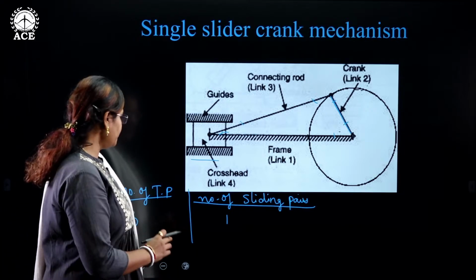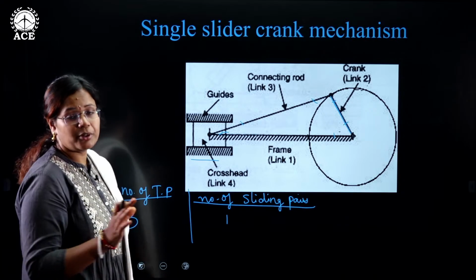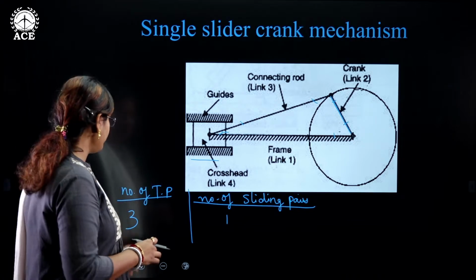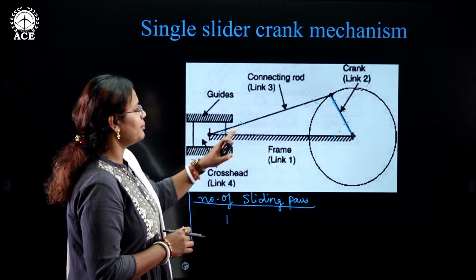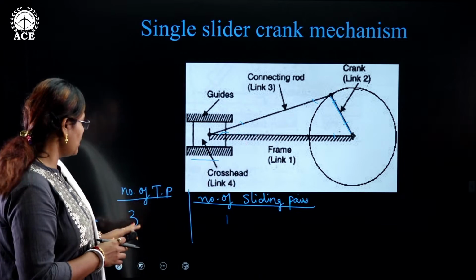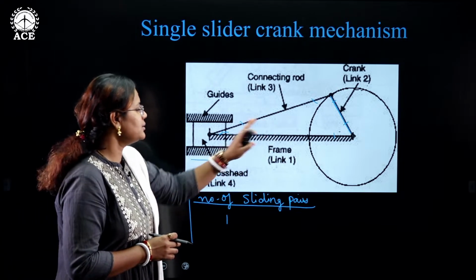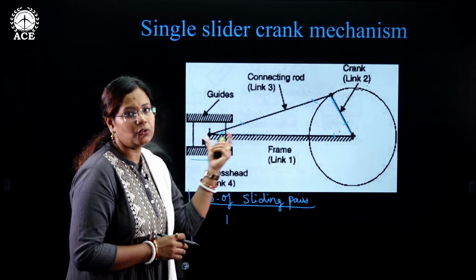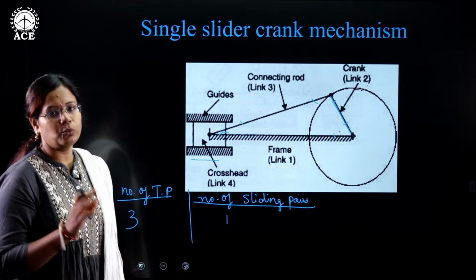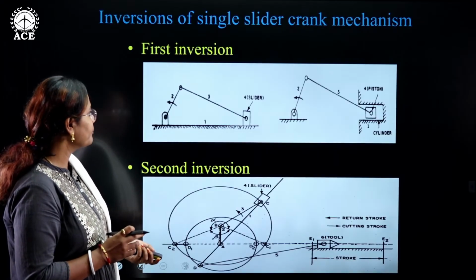Okay. So here we are talking about the number of turning pairs and the sliding pairs. Here we have seen the number of pairs forming a turning pair. There are 3 in number. Sliding pairs: link 4 was only sliding over link 1. So that is considered to be 1 sliding pair.